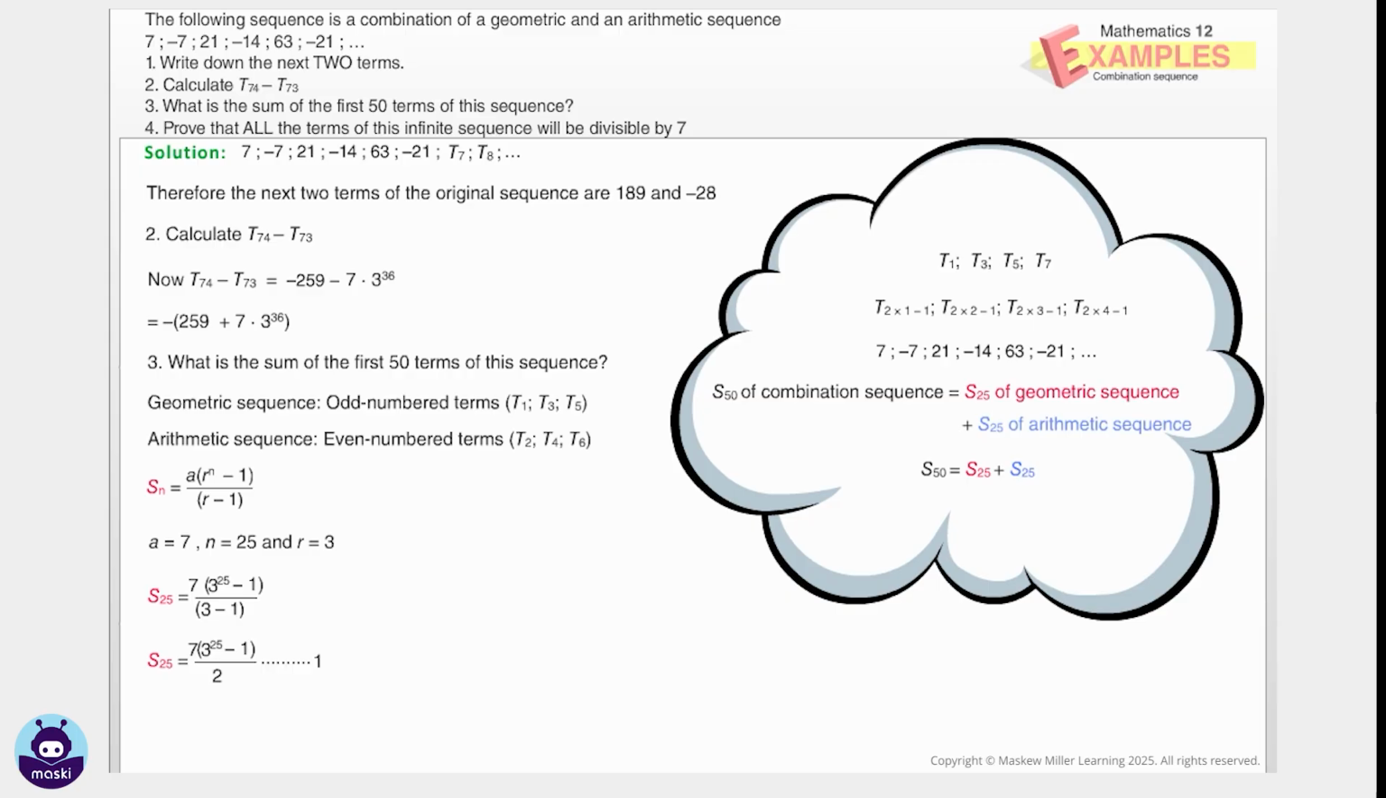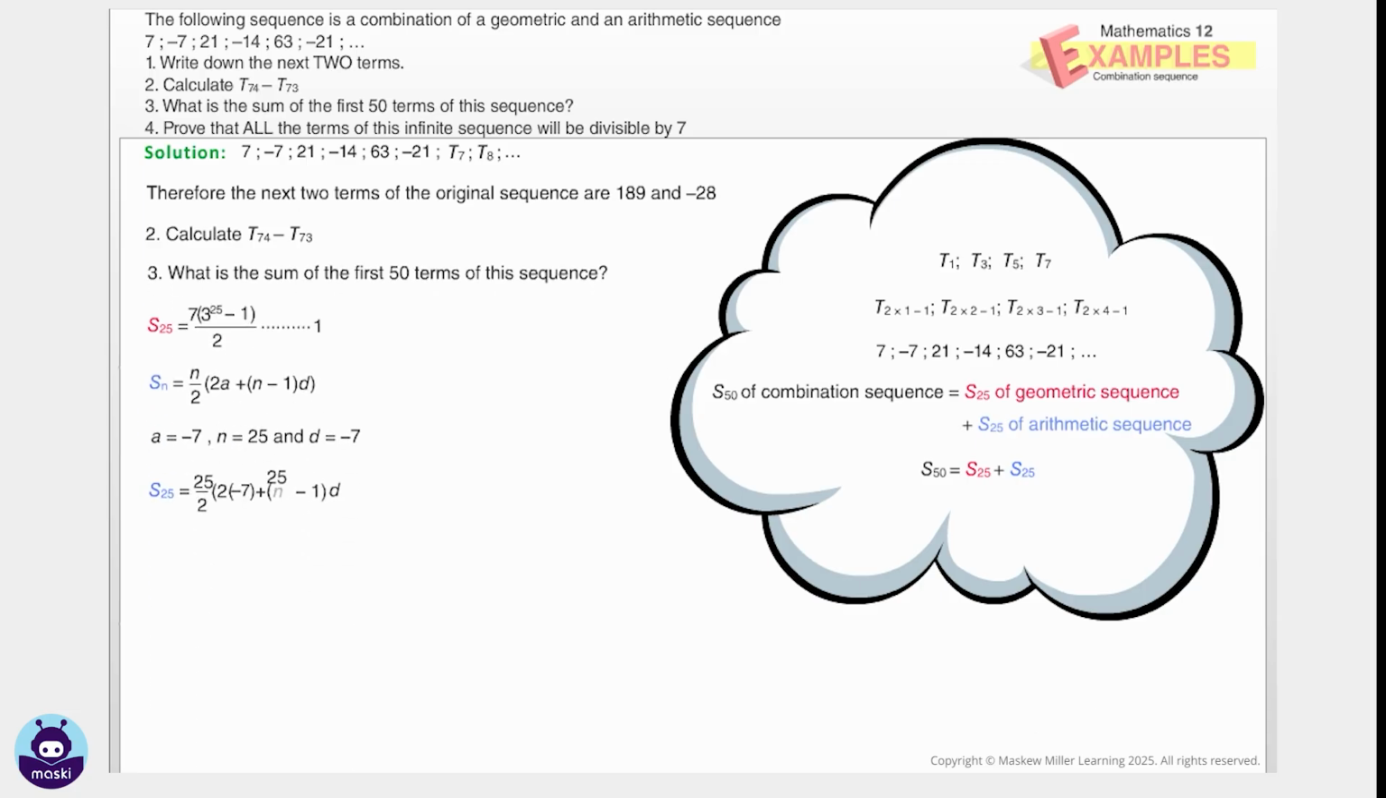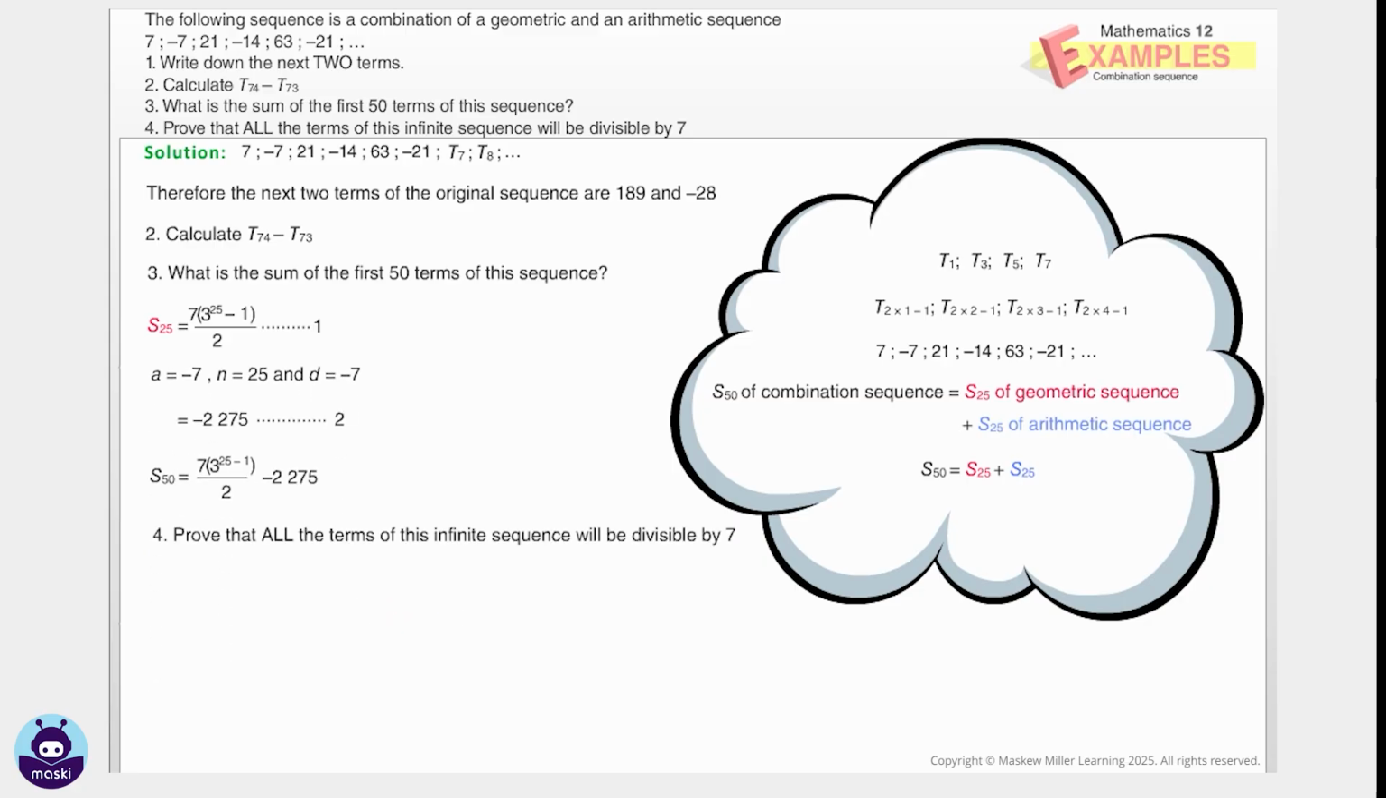Now, applying the formula for the sum of n terms of an arithmetic sequence, Sn equals n over 2 times 2a plus n minus 1 times d. We already know that a equals -7, n equals 25, and d equals -7. Substituting the values, we get S25 equals. Adding equations 1 and 2, we get S50 equals 7 times 3 to the power of 25 minus 1 over 2 plus -2,275.